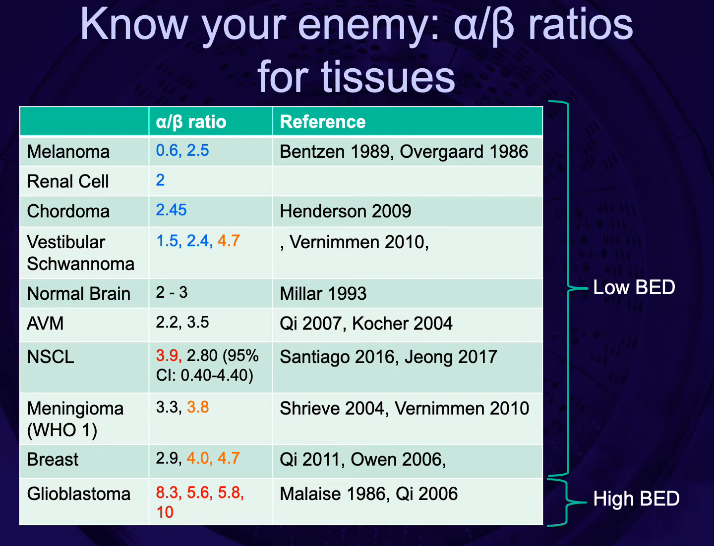And clearly we rarely treat glioblastoma with single session radiosurgery. And that's probably why, because it doesn't work, because the alpha beta ratio is so high. In a way, our clinical results that we get with radiosurgery demonstrate that the targets we treat have low alpha beta ratios, because otherwise our treatments wouldn't work.